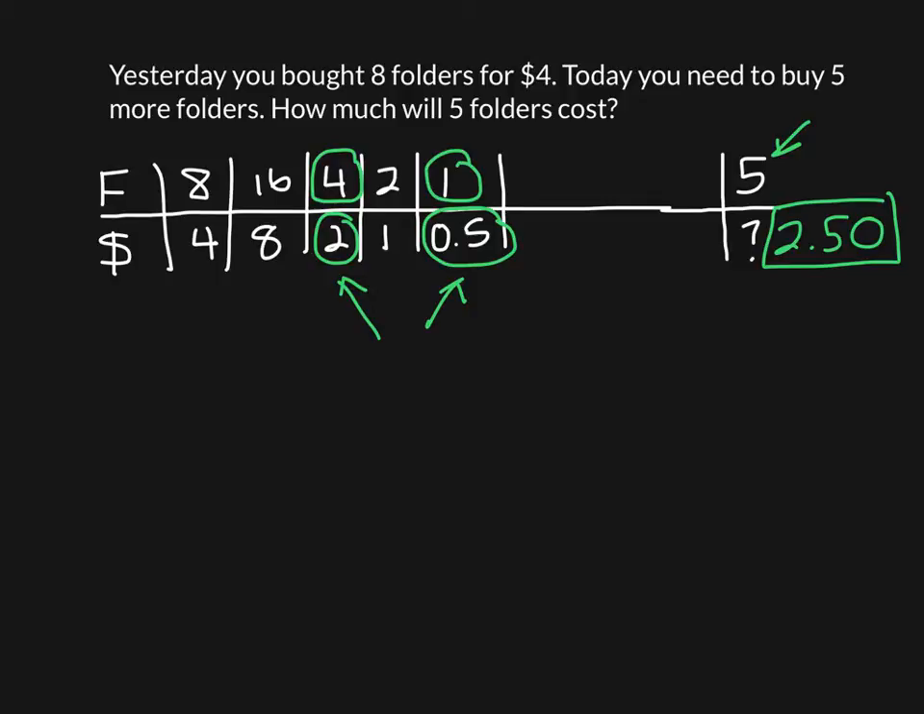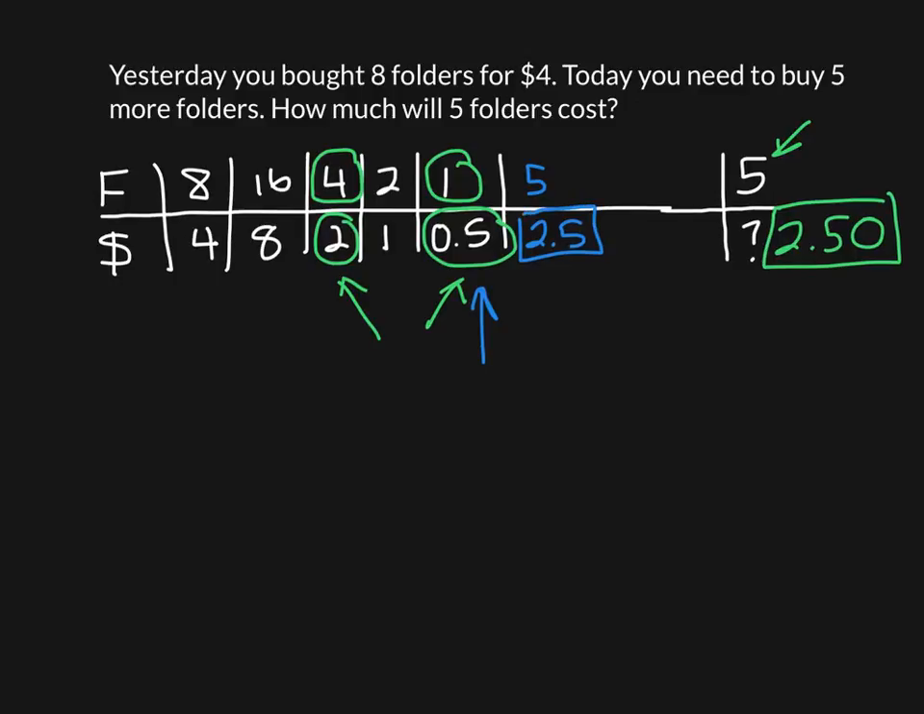Now, if we want to double check that, we can even go back to right here. This 1 folder costs 50 cents, right? Remember, I can multiply the top number by 5 to get 5 folders, and I multiply 50 cents by 5, or 0.5 by 5, I get 2.5. So here, once again, I get the exact same thing.